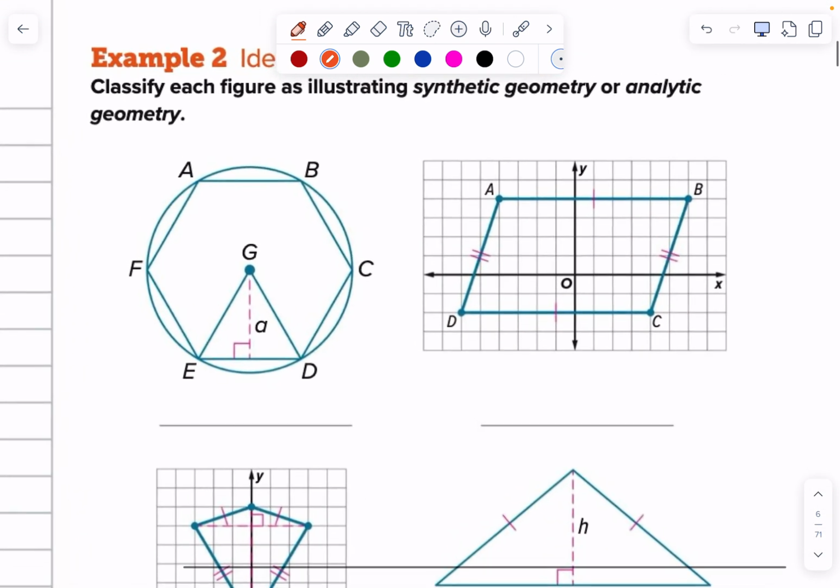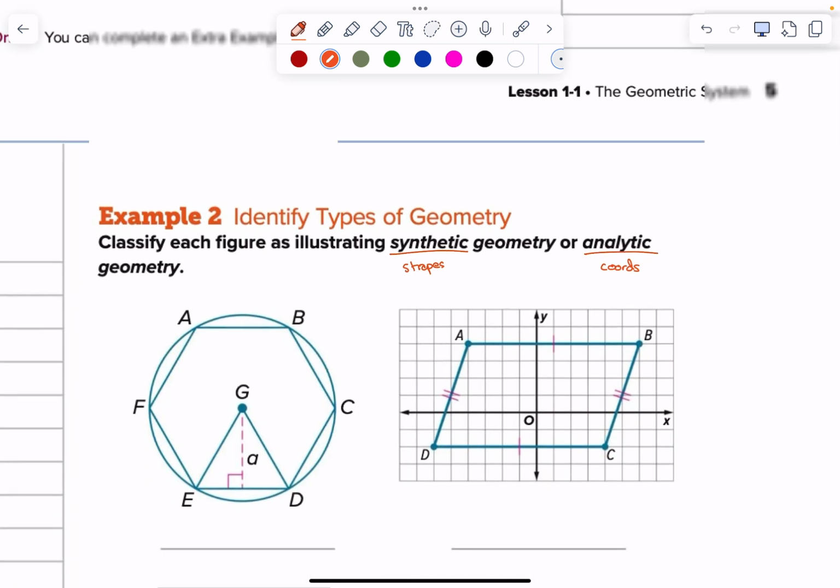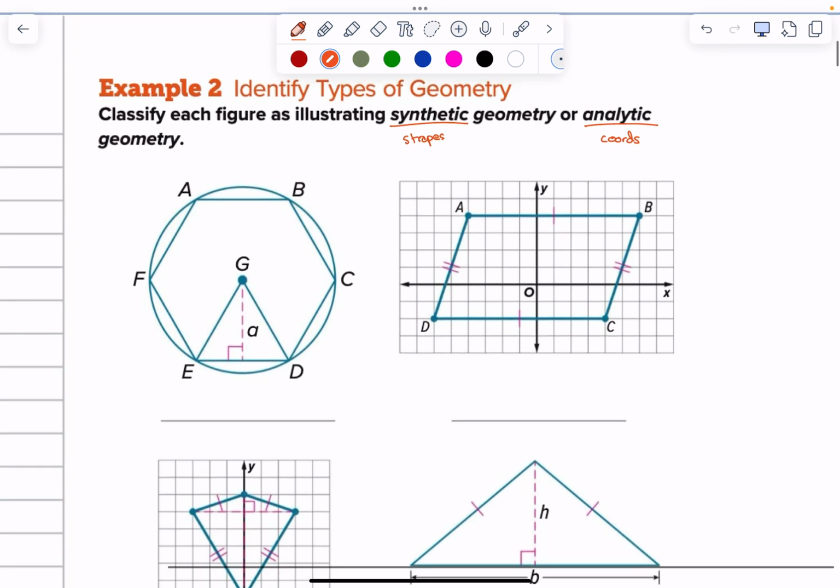You can be lazy because I'm going to be lazy. Synthetic and analytic. Again, I don't want to have to flip back and forth. Synthetic was shapes, analytic was coordinates. Now I have it right there on the page. This shape at the top, what is it? It's a hexagon. Is it synthetic or analytic? Synthetic, so I'm going to put an S. You can write out the word synthetic if you want to.